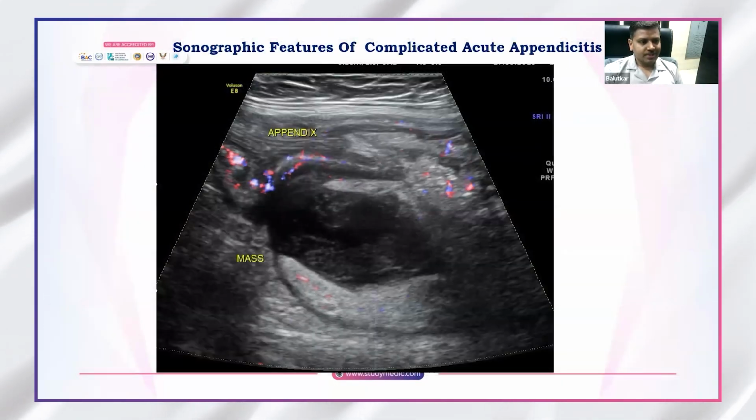So in this particular image, we can see the appendix is inflamed, showing significant hyperemia, and apart from that, there is a hypoechoic fluid collection posterior to the appendix, which is showing debris inside. A fluid debris level can be seen, and the adjacent mesentery and the bowel loops are adherent to each other. That is, the appendix, the mesentery, the bowel loop and the pus collection, the entire thing is adherent to each other, and they are forming a big mass. That is what is called an appendicular mass. And this is periappendiceal abscess formation.